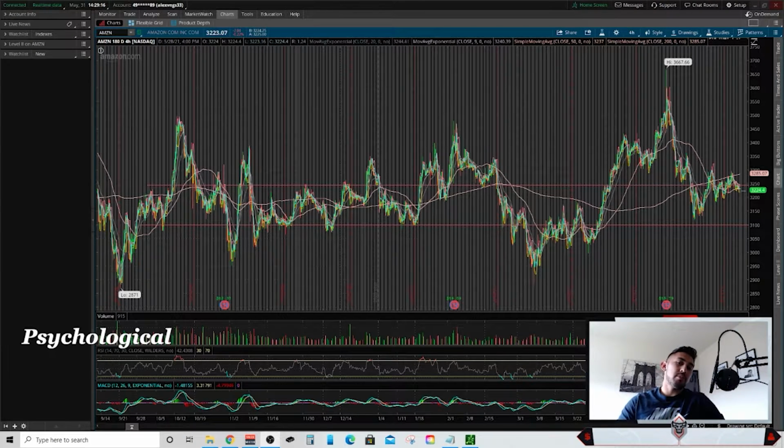But psychological support and resistance has nothing to do with the actual chart, and it has everything to do with how we feel, us as traders, at certain levels. And these psychological support and resistance levels are usually the $0.50, 50 cents, the $0.25, 25 cents, or the full dollar, or the $0.75 of a dollar, 75 cents.